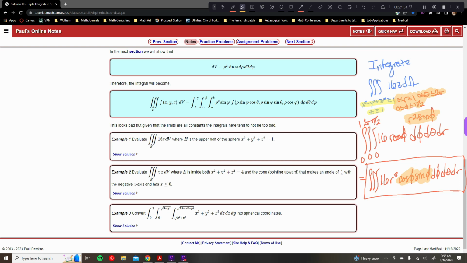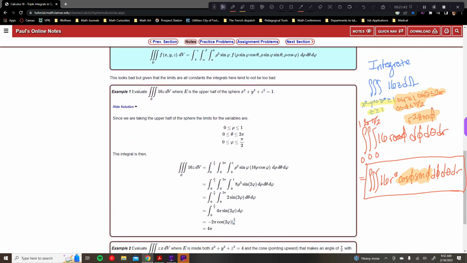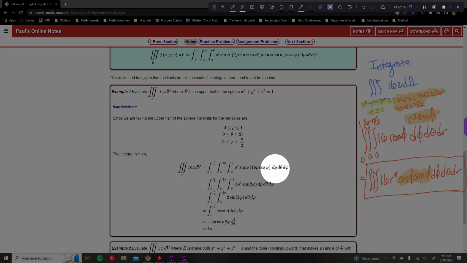Okay, so I'm just going to click on show solution really quick, and they find the same bounds that we had. So the bounds for rho are 0 to 1, the bounds for theta are 0 to 2 pi, and the bounds for phi are 0 to pi over 2.